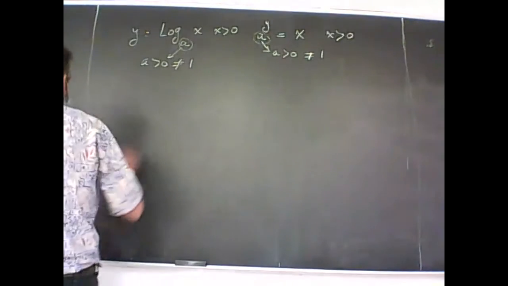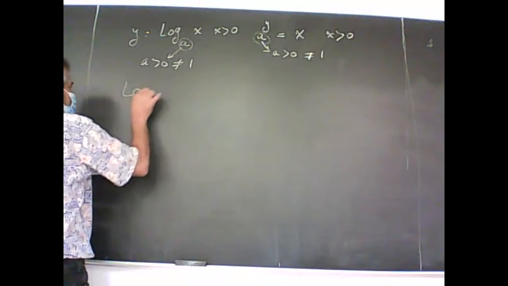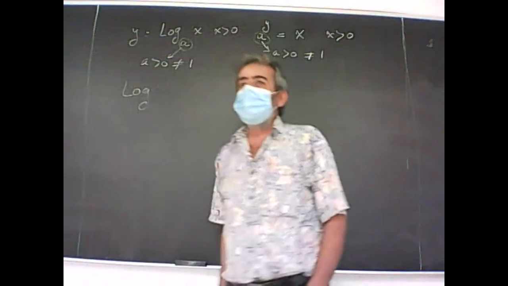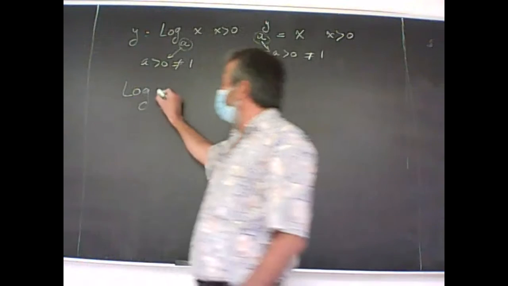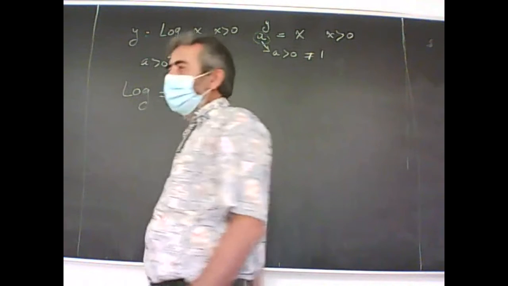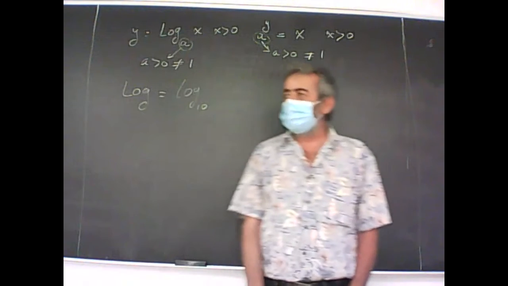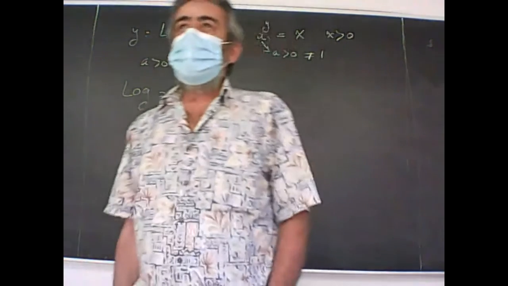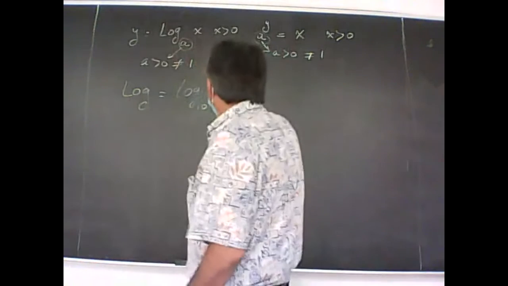The first one is log. Log without any base means simply log base 10. If you don't see the base, then the base is 10, and we call that the common log.